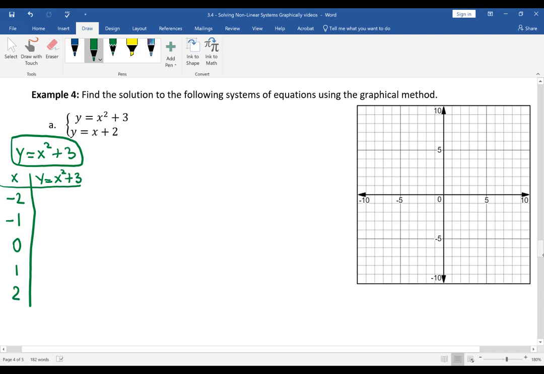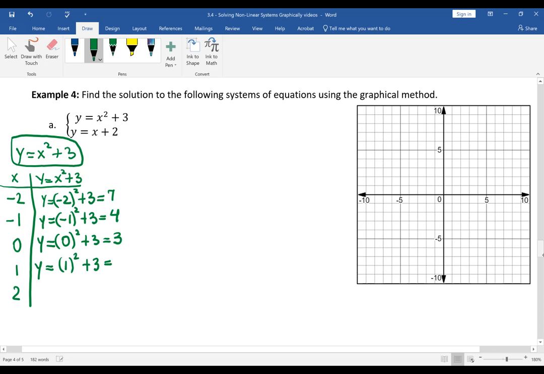If x equals negative 2, y is going to be negative 2 squared plus 3. Negative 2 squared, it's 4, plus 3, 7. If x is negative 1, y is going to be negative 1 squared plus 3. Negative 1 squared, it's 1. 1 plus 3, it's 4. If x is 0, we're going to have 0 squared plus 3 equals 3. If x is 1, y is going to be 1 squared plus 3. 1 plus 3 is 4. And if x is equal to 2, y is going to be 2 squared plus 3 equals 7.